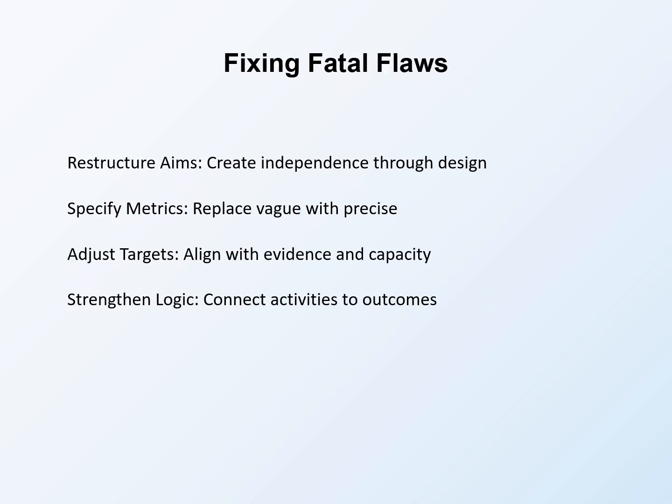Fixing fatal flaws requires specific interventions. Restructure aims by creating independence through design. If aims are interdependent, revise so each produces value alone. The same work can often be structured differently. Specify metrics by replacing vague with precise. Every objective should have a specific measure and target. If you cannot specify measurement, the objective needs revision.